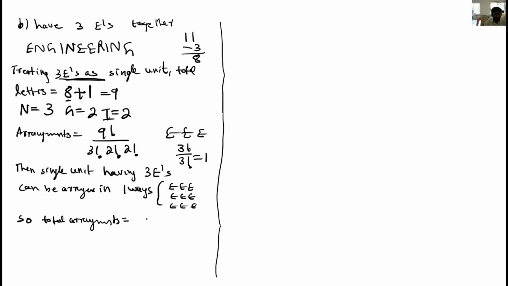Okay, so total arrangements is equal to, first arrangement is 9 factorial divided by 3 factorial into 2 factorial into 2 factorial, into arrangement of the single unit, that is equal to only one time, right? So your answer remains the same, 9 factorial by 3 factorial into 2 factorial into 2 factorial. Remember, 3 E's, 3 R's, same letters occur only one time. No need to do this step, because they give only one arrangement. You can directly write number of arrangements is equal to 9 factorial by 3 factorial into 2 factorial into 2 factorial. If different letters are given, then only you need to make the arrangement.